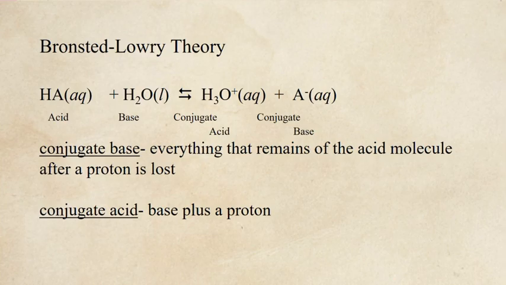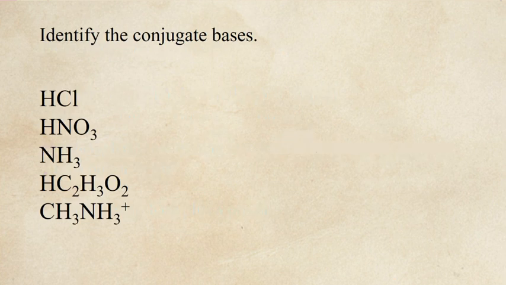Bronsted-Lowry theory again. We look at an acid-base system with a conjugate acid and a conjugate base. Forgive the formatting there. Conjugate bases are whatever remains of an acid molecule after it's lost a proton, and a conjugate acid is the base after it's added the proton. So make sense of those definitions.